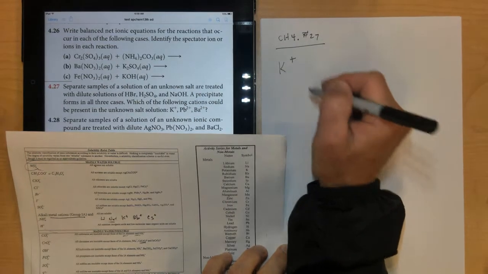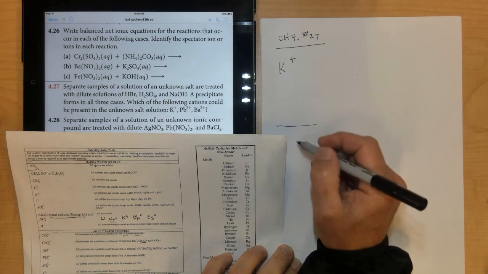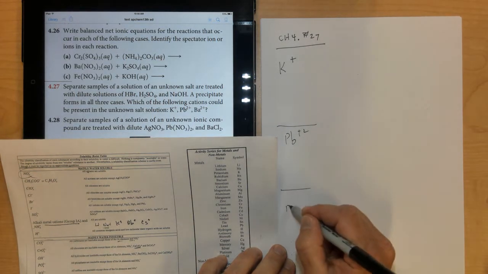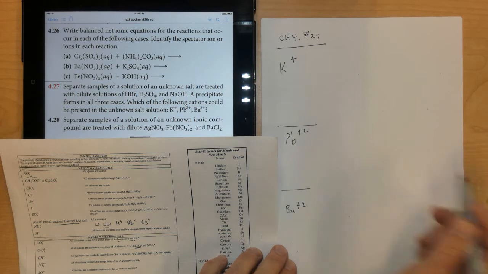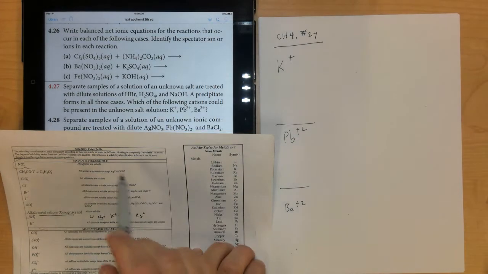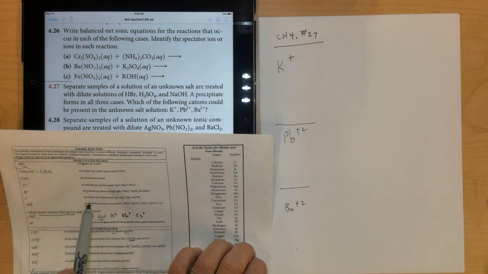So organize this and put K+ here, and we'll run some reactions. Put Pb2+, and we'll run some reactions. And then put Ba2+ right here, and we'll run some reactions, and we'll see which ones would form precipitates and which ones wouldn't. You've got to know your solubility rules really well here, so have those out in front of you as well.